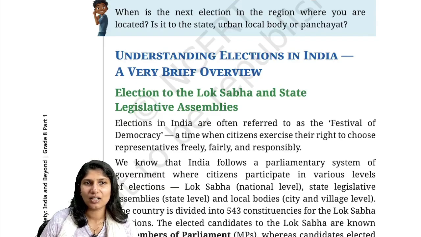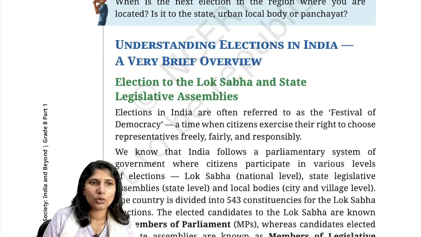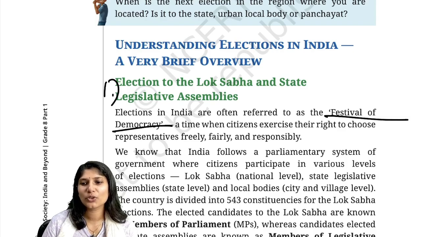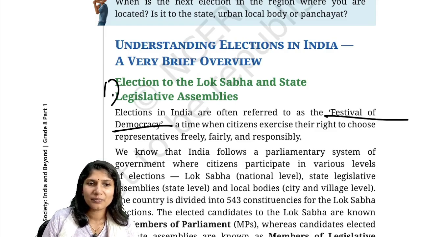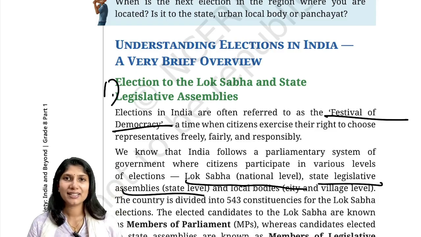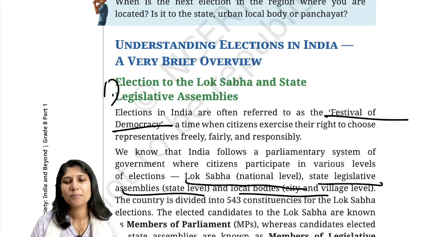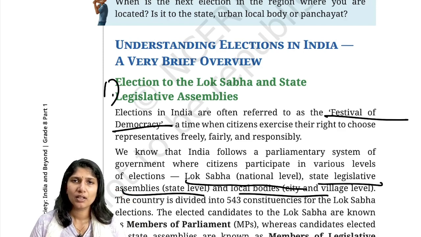Now let's see how elections are conducted for the various levels. First we will see elections to the Lok Sabha and State Legislative Assembly. Usually elections in India are referred to as the festival of democracy, where the citizens are the ones choosing what the future and fate of the country will be. Like in the earlier class 8 example of picking the class leader, it is similar here also. At the national level, citizens participate in Lok Sabha elections, and in state legislative assembly elections at the state level, and they also participate in local body elections in their respective municipality and panchayat.